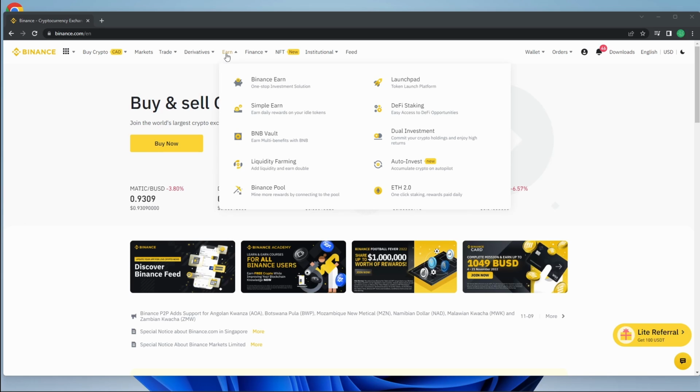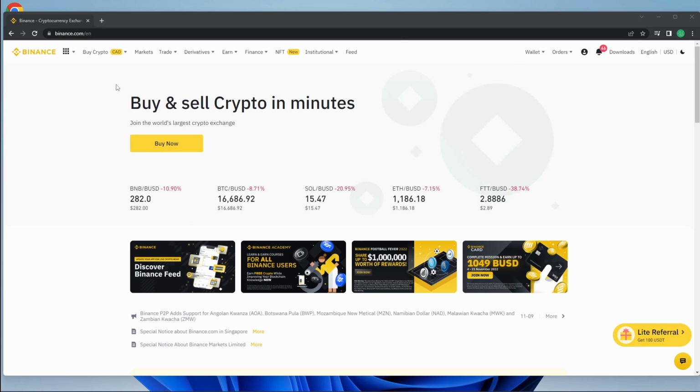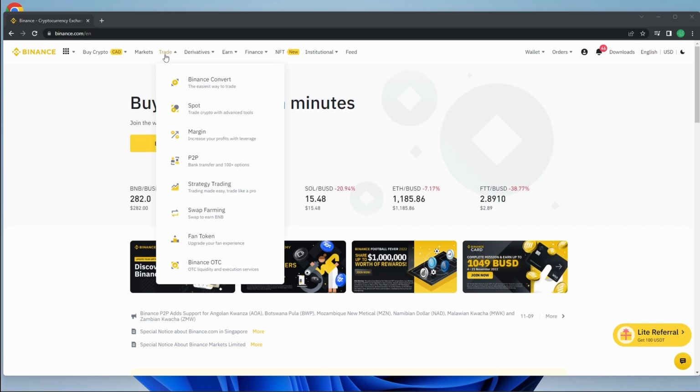Please review Binance's terms for each product they provide. Some of the offerings on Binance are much more risky than others. Please be careful of what you're investing. Now we're going to take a look at their trading platform.